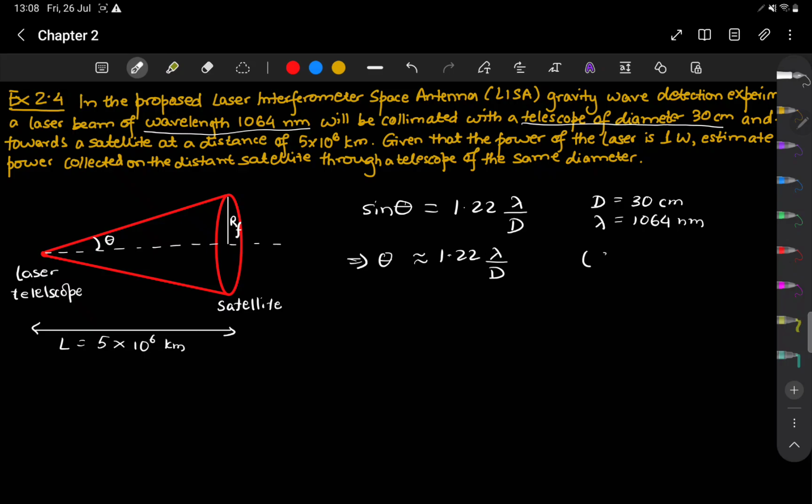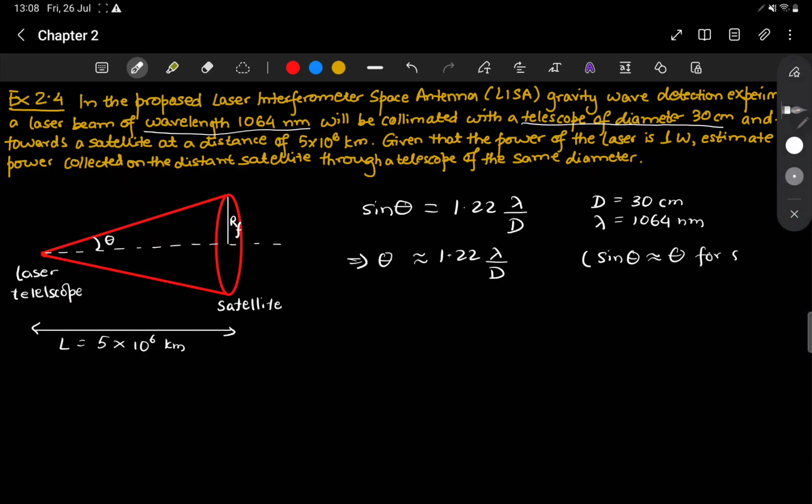Since this angle will be very small, we can approximate sine theta as simply theta. We have used this approximation that sine theta is approximately theta for small angles. Now plugging in the values for lambda and D and using my calculator, I get approximately 4.3 into 10 to the power minus 6 radians.